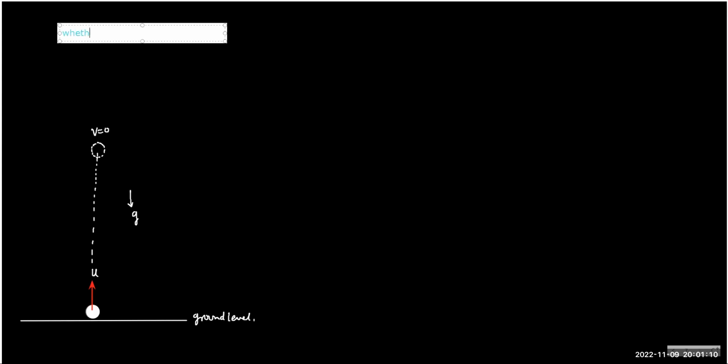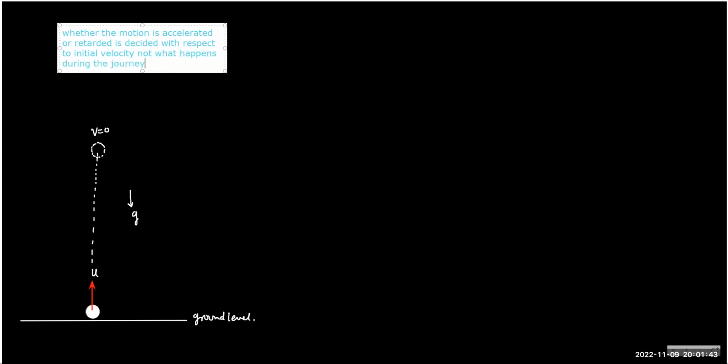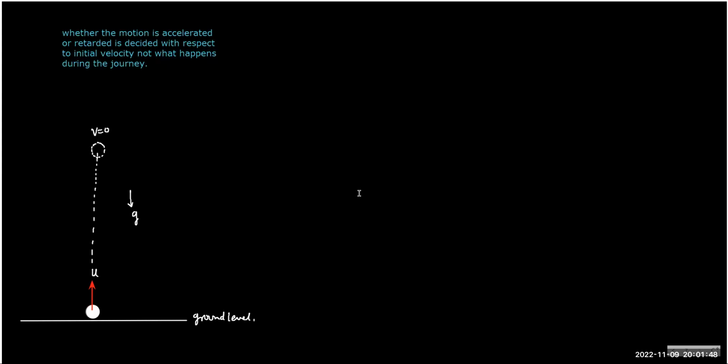Okay, no one will tell, so: whether the motion is accelerated or retarded is decided with respect to the initial velocity, not what happens during the journey. I hope this is clear to all of you. Yes, sir.